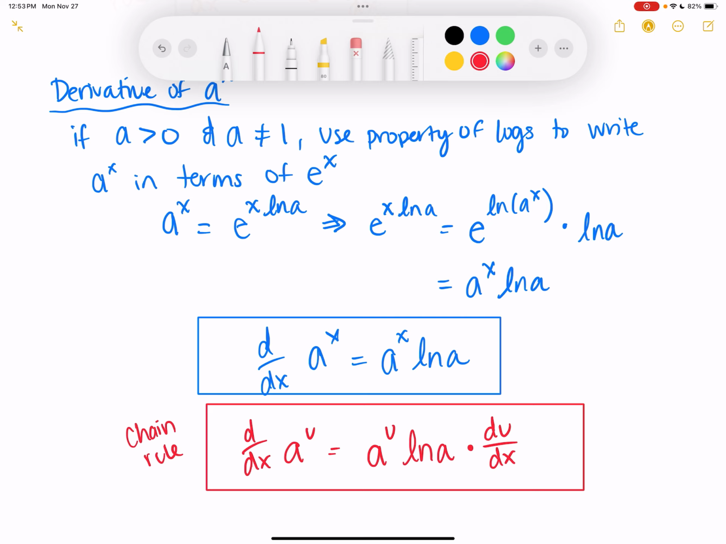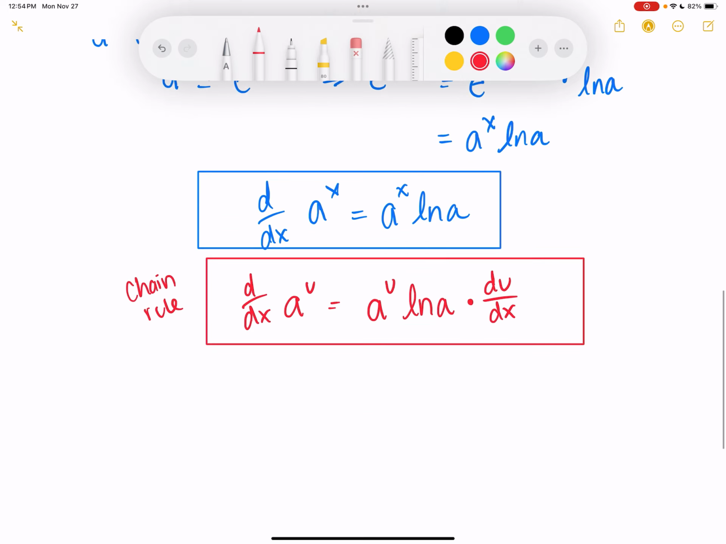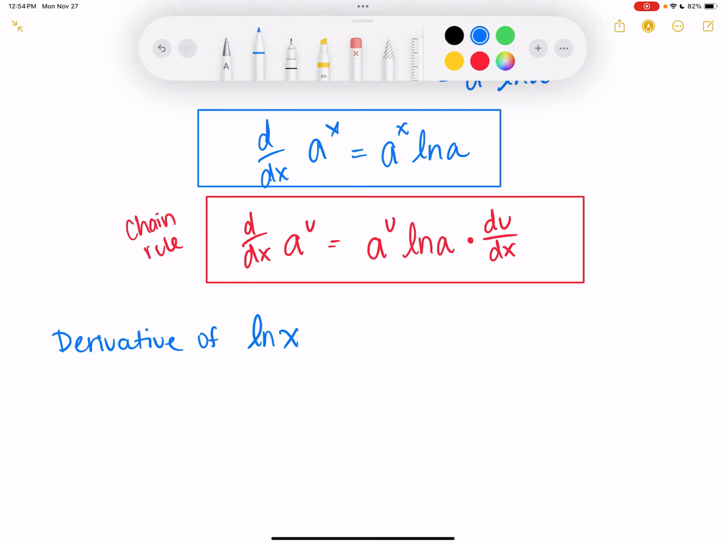All right, so those are the derivatives of exponentials. Now we're going to move into the derivatives of logs. So the derivative of ln of x, we've got y equals the ln of x.